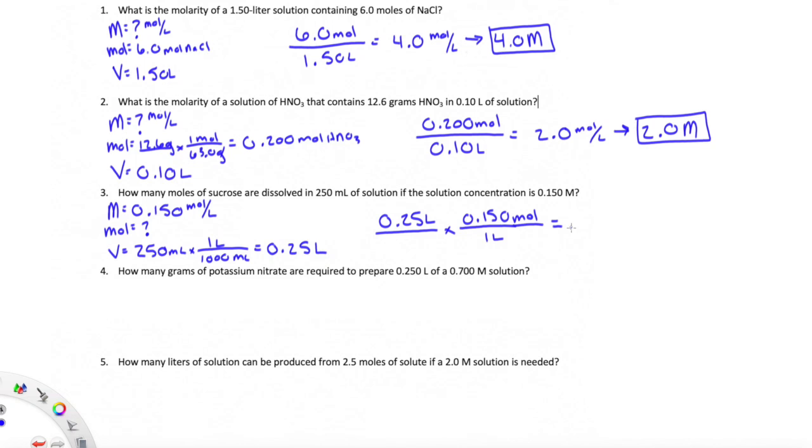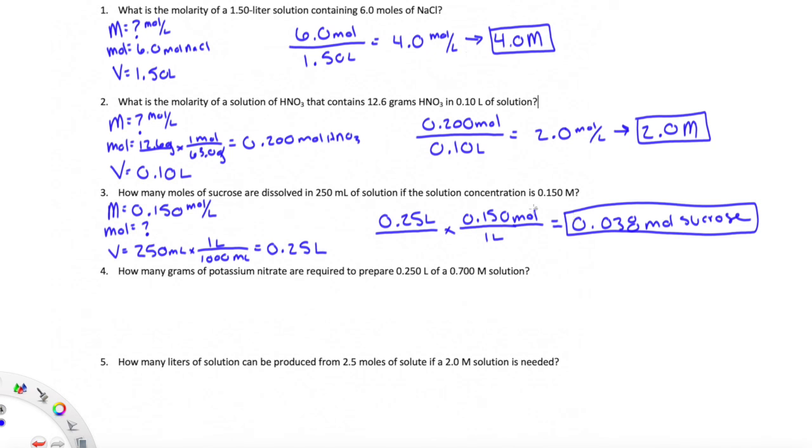And if I do that math in my calculator, I end up with 0.038 moles of sucrose. And there's my final answer. That's how much sucrose was dissolved in that solution.